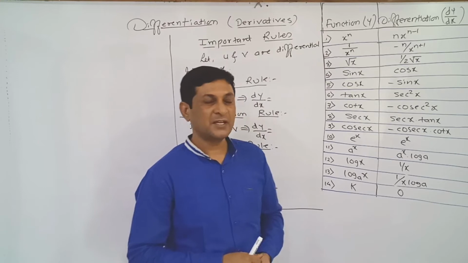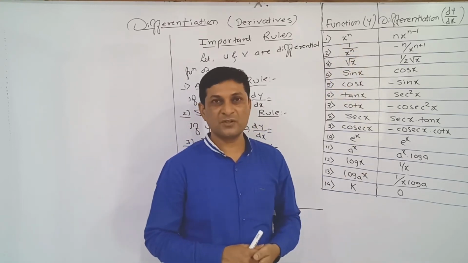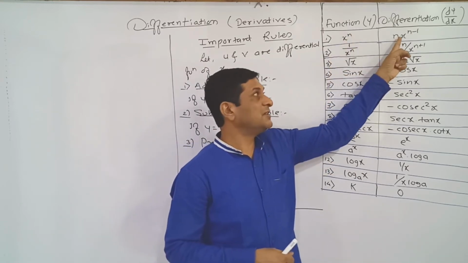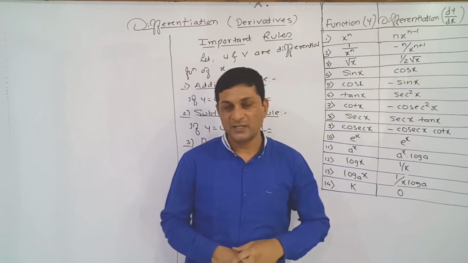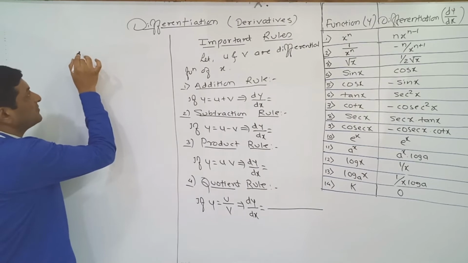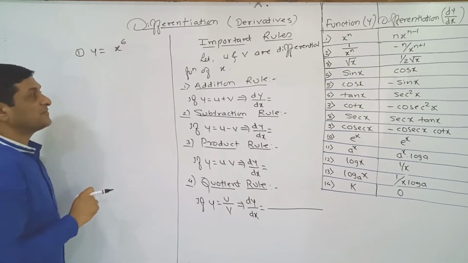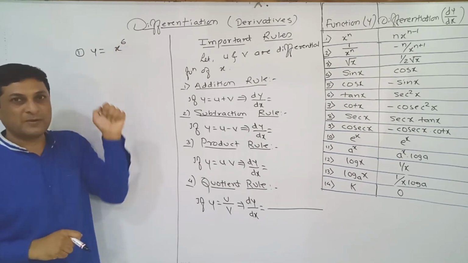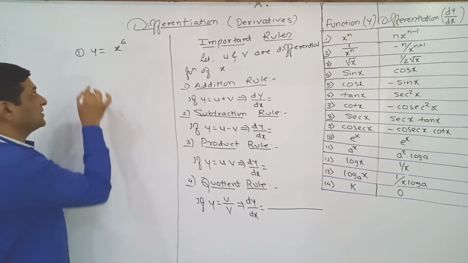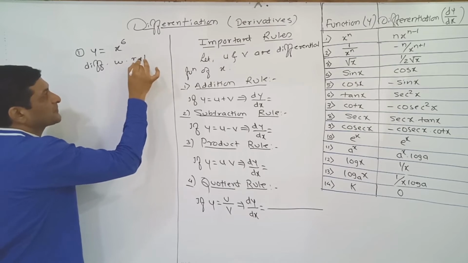If you observe, the first three formulas are to find the differentiation of algebraic functions. So the derivative of x raised to power n is n into x raised to power n minus 1. So let us see what this formula is. If the function is in the form of, say, y is equal to x raised to power 6, meaning if the function is in the form of x raised to power n, at that time applying that formula we are able to find its differentiation. So differentiate this function with respect to x.